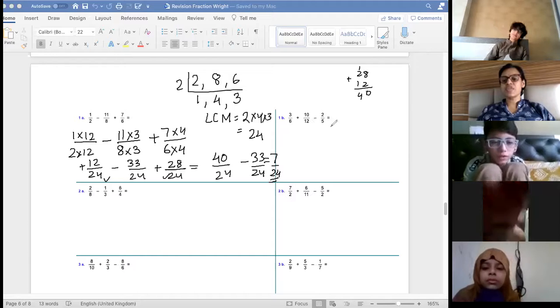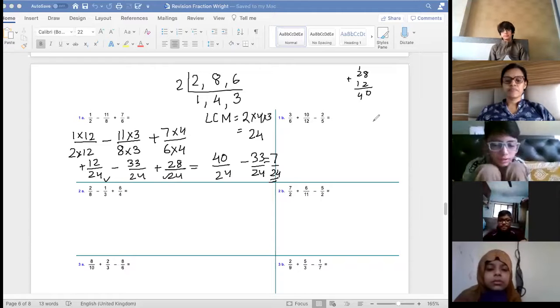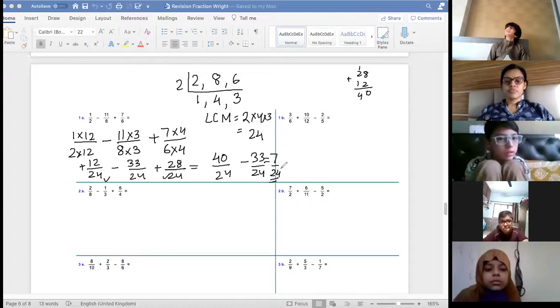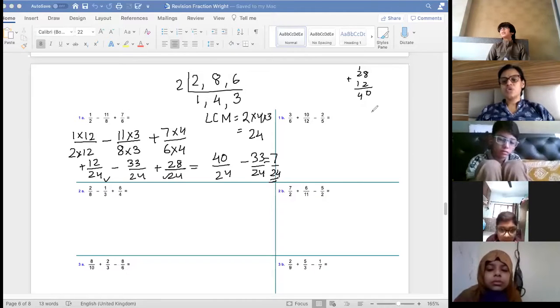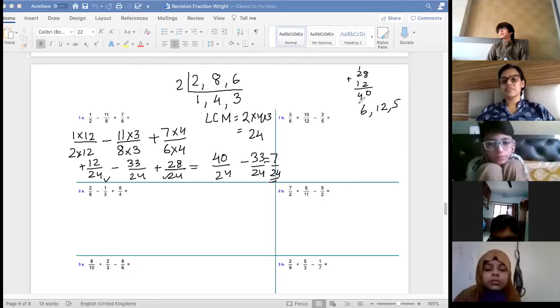Now 6, 12 and 5. Can you show the arranging one you said you'll show today? Arrangement means sequence. Do 2 questions, just 2 questions of addition and then we'll do this thing. Do the LCM of 6, 12 and 5. Give me what is it?